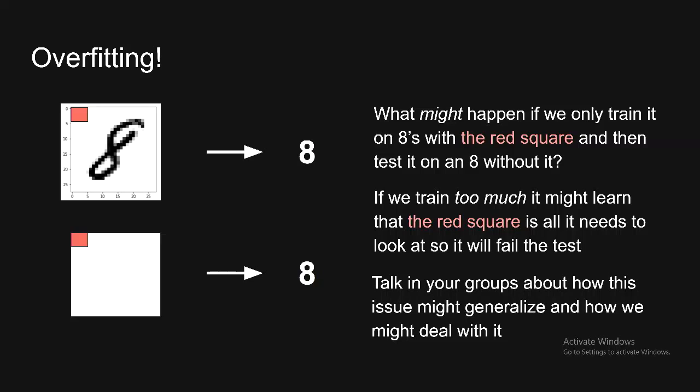So I want you to talk in your groups for a minute or two about this issue. Is this a real issue, or is it only an issue when I add red squares to 8s? Give it some thought.